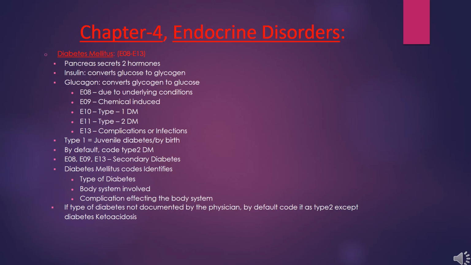Chapter 4, endocrine disorders: diabetes mellitus, E08 to E13. The pancreas secretes two hormones: insulin converts glucose to glycogen, and glucagon converts glycogen to glucose. E08 is due to underlying conditions, E09 is chemical induced, E10 is type 1 DM, E11 is type 2 DM, E13 is other specified. Complications or infections: type 1 is juvenile diabetes by birth. By default, code type 2 DM. E08, E09, E13 are secondary diabetes codes. The code identifies the type of diabetes and the body system involved in the complication. If the type of diabetes is not documented by the physician, it is by default coded as type 2, except diabetic ketoacidosis.